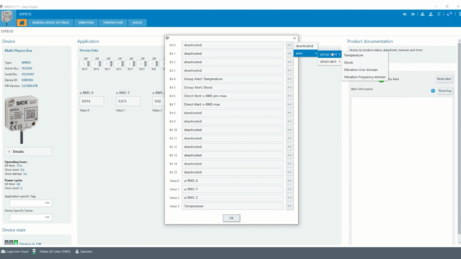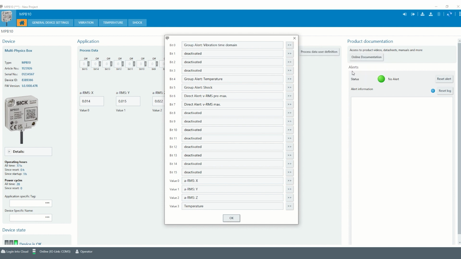Group alerts are, for example, temperature, shock, vibration in time domain, or vibration in frequency domain. They are always activated when one or more alarm bits of the corresponding group are active. For example, the group alert vibration in time domain would be active if any limit of the 9 possible time domain key values was exceeded.